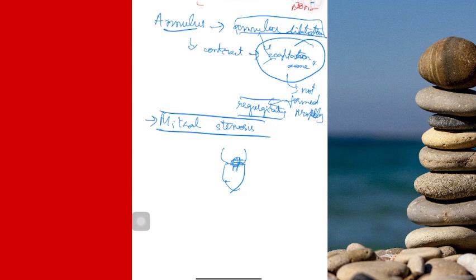Okay, we look at mitral stenosis from the causes. The most common cause of mitral stenosis is rheumatic heart disease. Okay, there is a lot of difference between rheumatic heart disease and acute rheumatic fever.